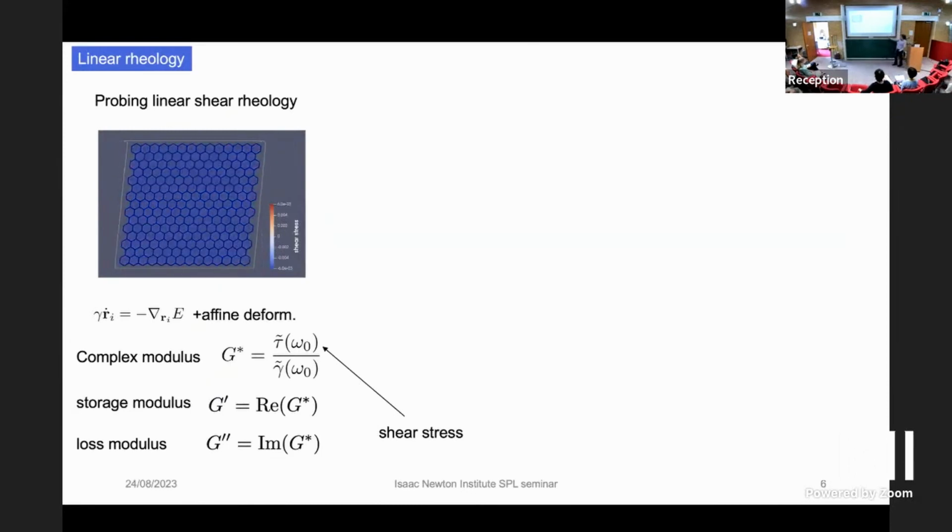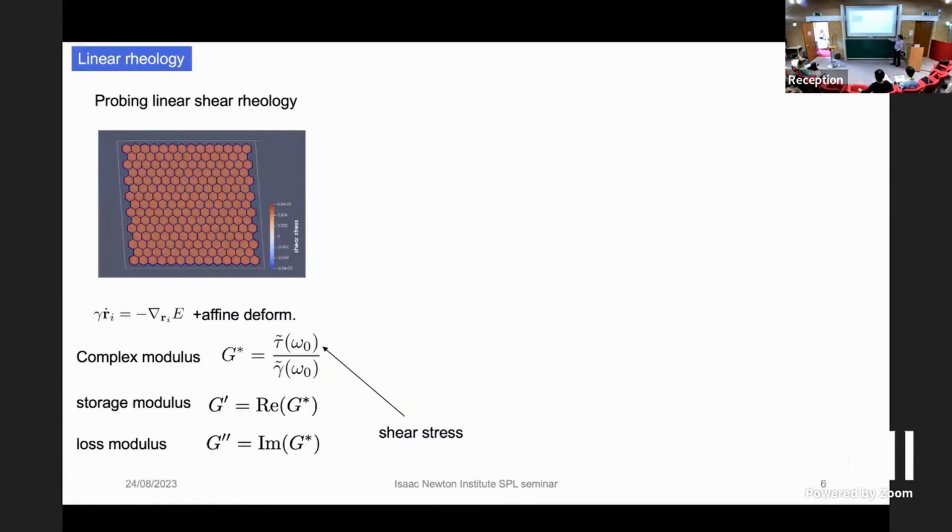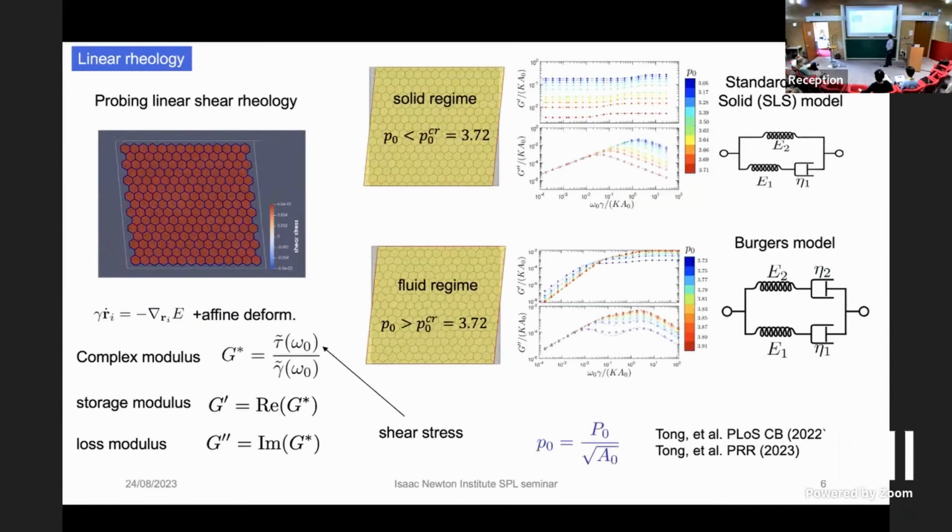We take the vertex model, put it in a box and shear it. Actually our shear is much smaller than what is shown here. This is grossly exaggerated for visualization purposes. Then we do the standard rheology experiment, where we measure the storage and loss modulus, derived from the complex modulus. We did it in the solid and the fluid regime, and calculated the storage modulus and the loss modulus.